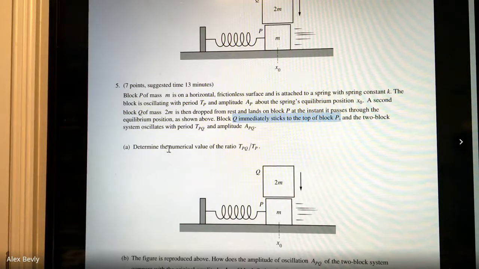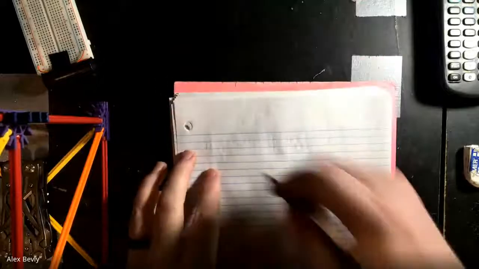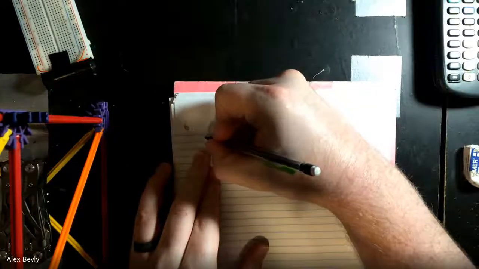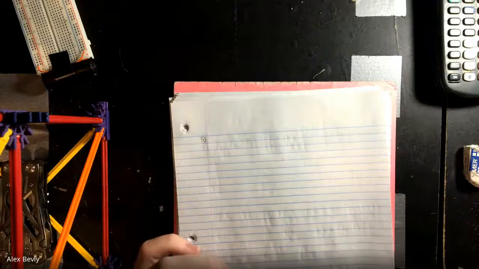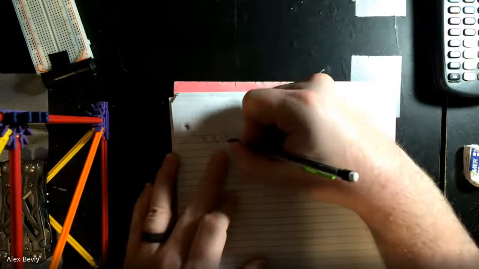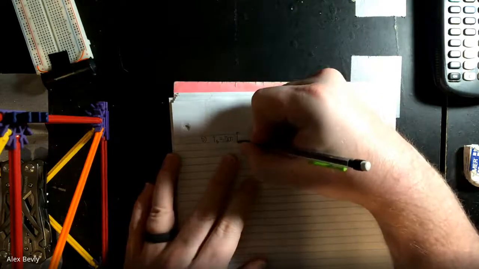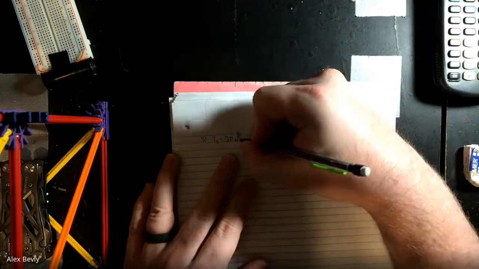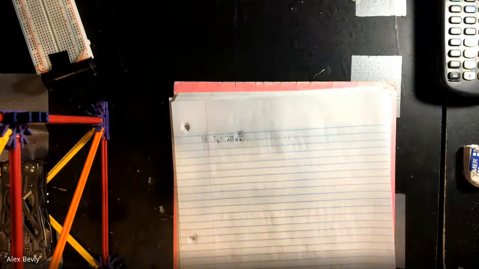So A wants us to determine the numerical ratio of the period with both masses divided by the period with just one of the masses. All right, so we're trying to find period. And we might as well just set up our equations here. So the period of a spring is going to be 2 pi square root of the mass attached to the spring divided by the spring constant of the spring.